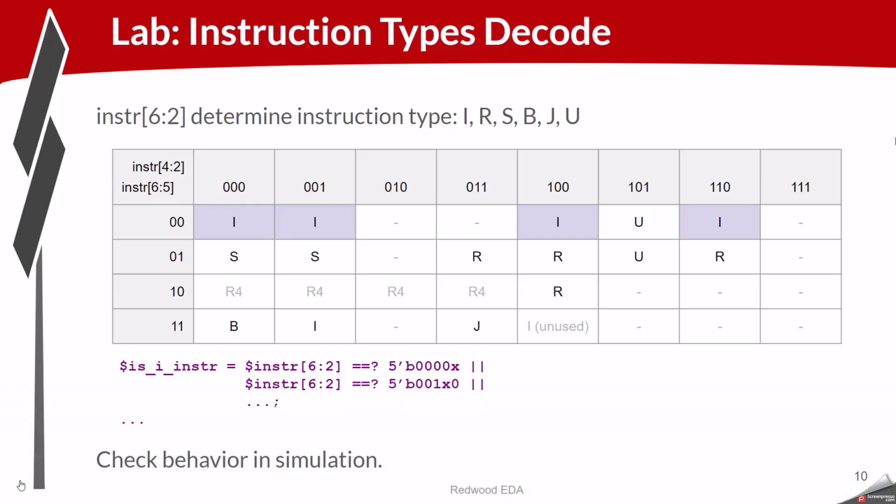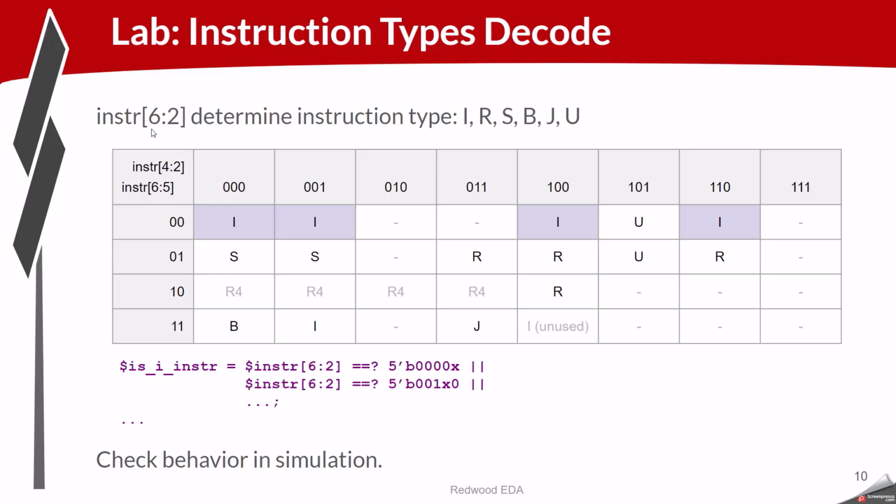So RISC-V defines these various instruction types, and based on those instruction types, the instruction will be divided into different fields. In order to interpret those fields properly, we need to know what type of instruction we're dealing with. So the type in RISC-V is defined by the opcode field from bit 6 down to 0. The lower two bits, bit 0 and 1, are always 1 for the base instruction set. So we're going to ignore those two bits altogether.